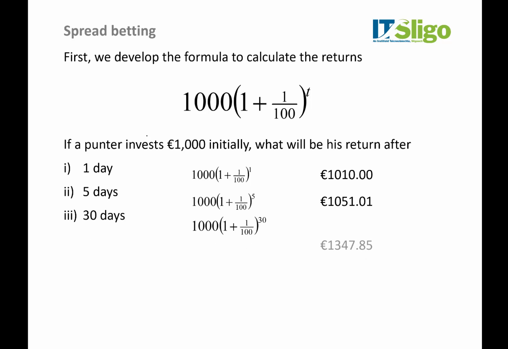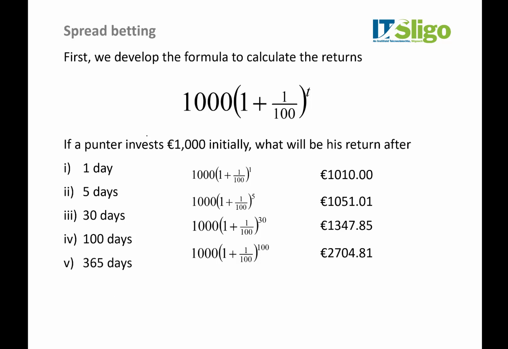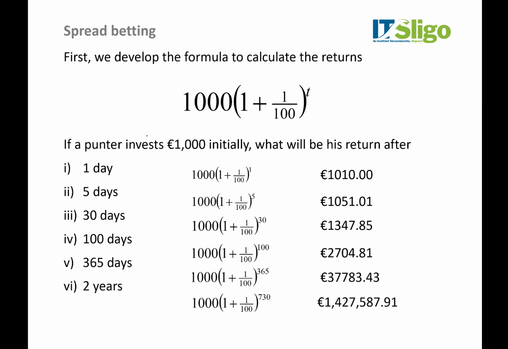30 days. Now you're going, okay, the money is getting good. 100 days. We've more than doubled our money, nearly tripled it. After a year, sorry, it's going a little bit out of sync. We'd have nearly 40,000. So for a €1,000 bet, you'd now have close to 40,000. After 2 years, we'd have nearly 1.5 million.